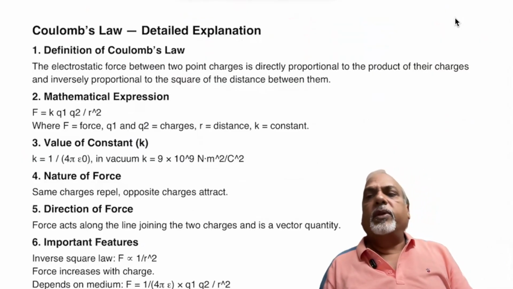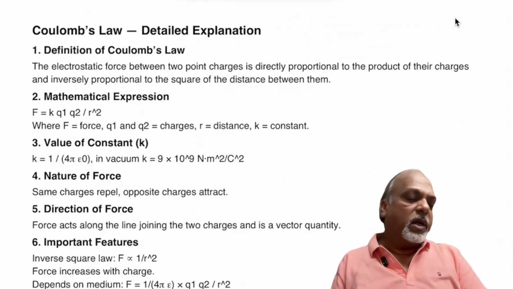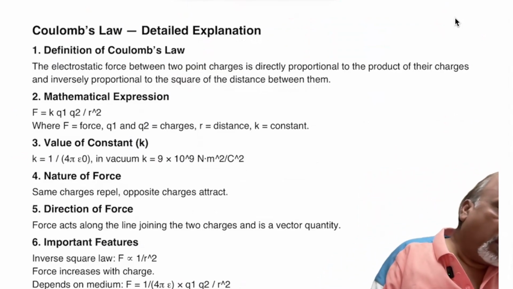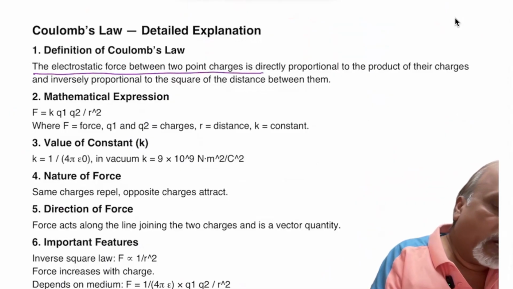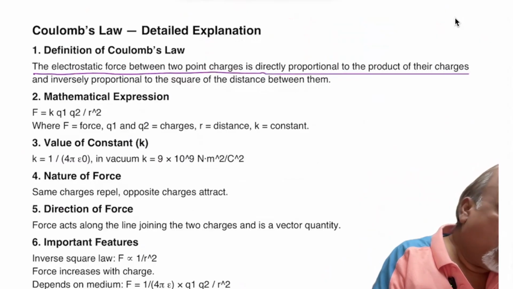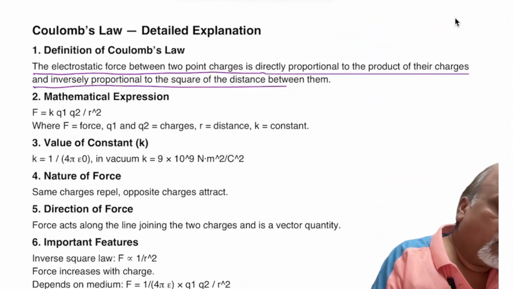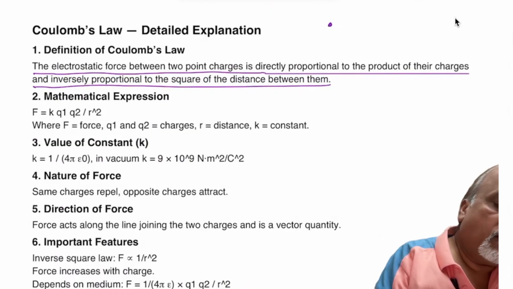Now here comes the fourth part, Coulomb's law. What does it say? The electrostatic force between two point charges is directly proportional to the product of the charges and inversely proportional to the square of the distance between them. Suppose you have one charge here, one charge here.